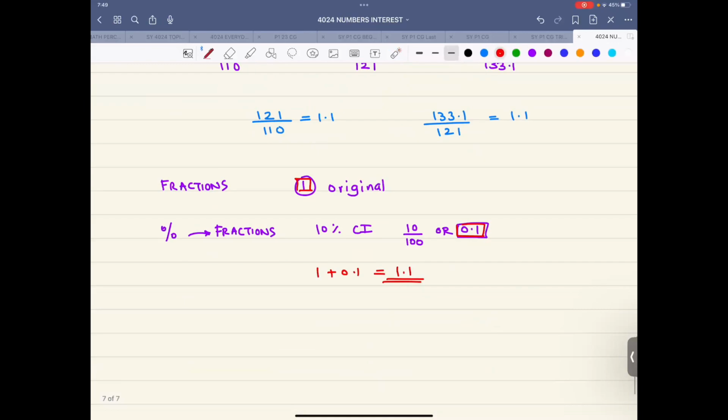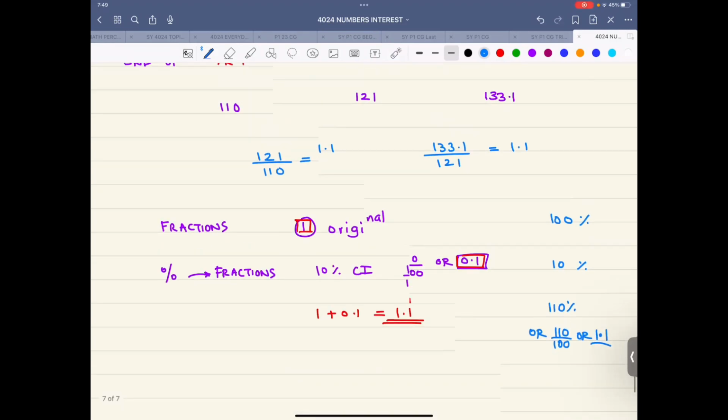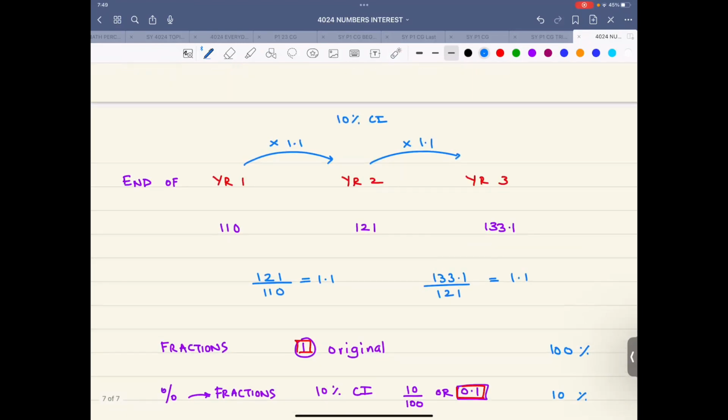I can also say it like this. The original value is 100. The percentage is 10. 100% plus 10%, that is 110%. 110% is 110 over 100, which is 1.1. So the factor is 1.1. That is what is happening over here. We are multiplying with this factor, and that's how the other values are coming around.